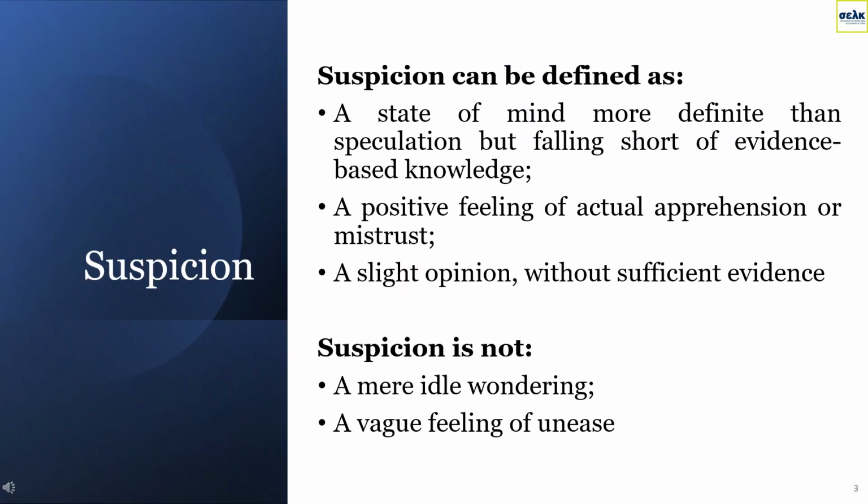To begin this presentation, it is essential to first understand the concept of suspicion. Suspicion is a state of mind that is more definite than mere speculation but lacks the certainty of evidence-based knowledge. It can manifest as a genuine sense of apprehension or mistrust, or as a slight opinion formed without sufficient proof. However, suspicion is not merely idle wondering or a vague feeling of unease.